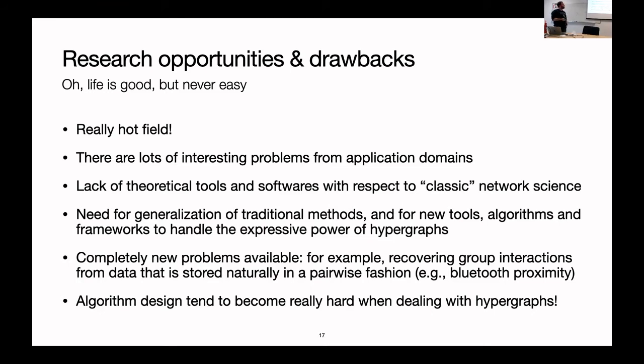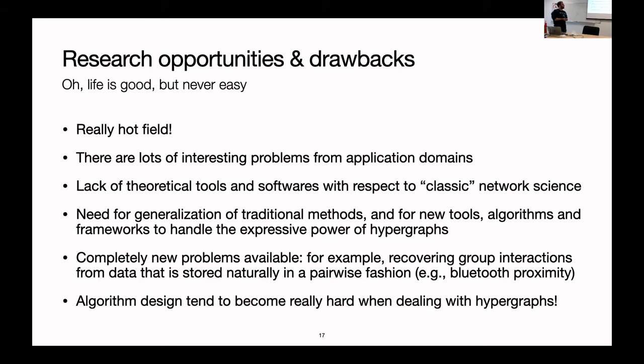And we are really lacking theoretical tools and software with respect to classic network science, which means classic networks, or even the generalized networks we've seen before, like temporal networks or multi-layer networks. So this is a really new thing, and we need to generalize traditional methods, but also propose new tools, algorithms, and frameworks to handle this expressive power of hypergraphs. But hypergraphs also bring a lot of new problems.